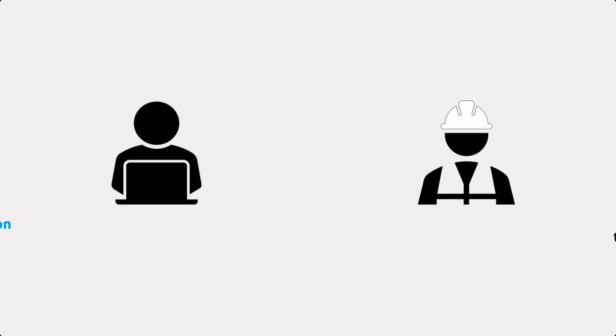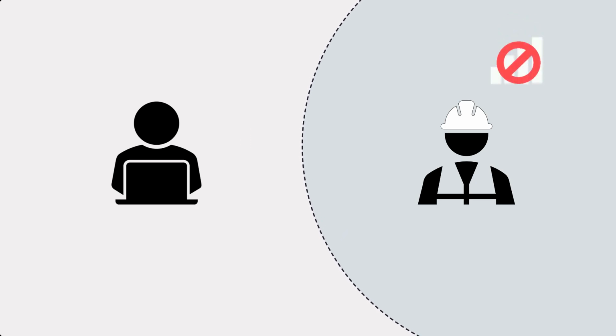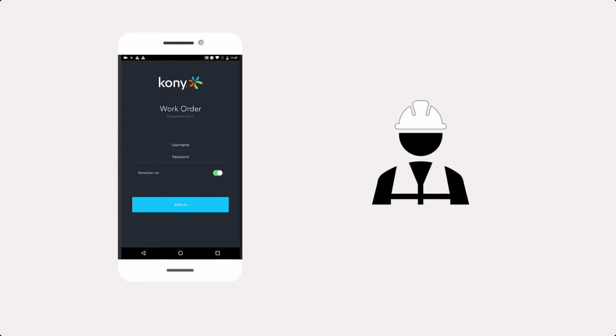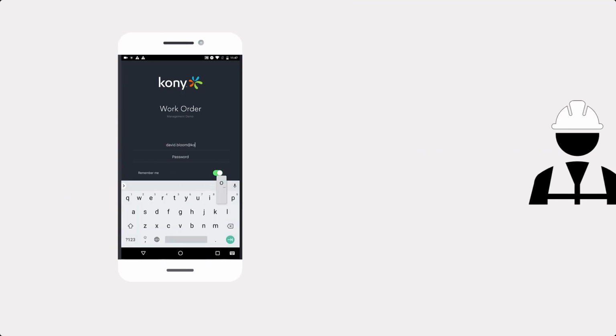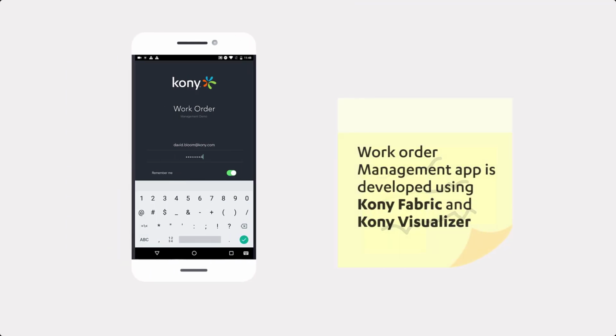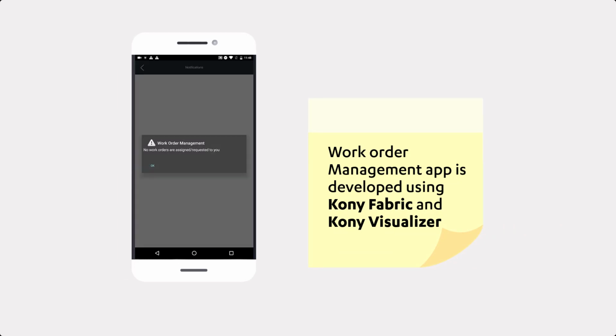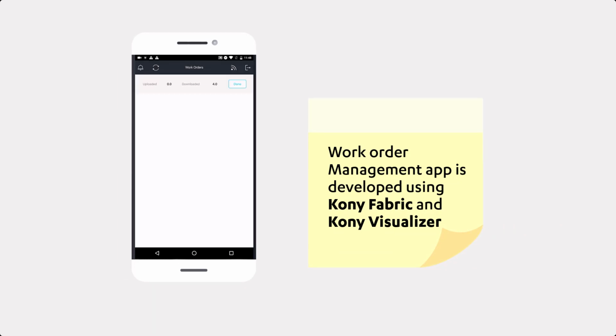Now, consider a scenario where a supervisor creates a work order through the desktop web app. The supervisor assigns the work order to a field agent who is going to service the request in a remote place. Assuming that the place does not have continuous network connectivity, the technician will need an offline app to update the details. Please note, the Work Order Management app is developed using Kony Fabric and Kony Visualizer.